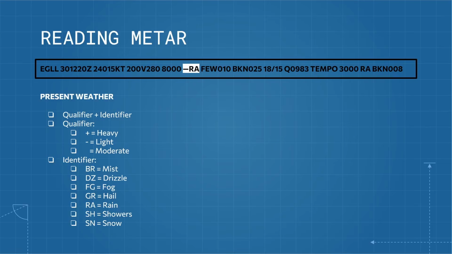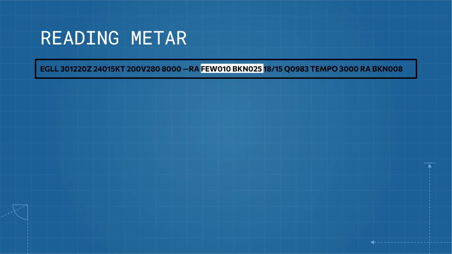In our example, we have a minus and RA, indicating that the present weather is light rain. Note that multiple identifiers can be grouped together. For example, plus SHRA would indicate heavy rain showers.